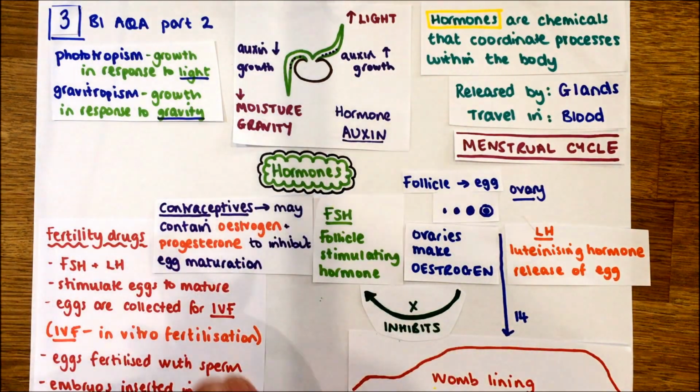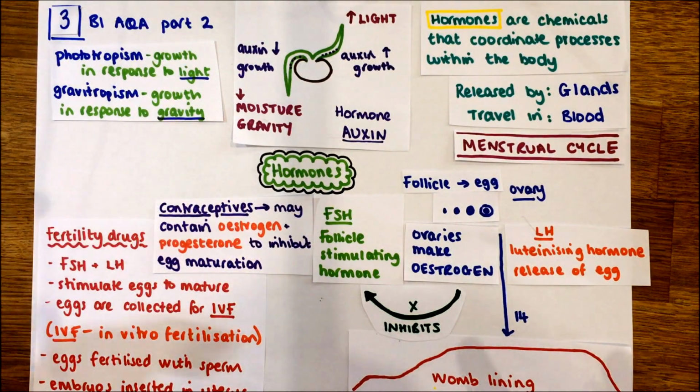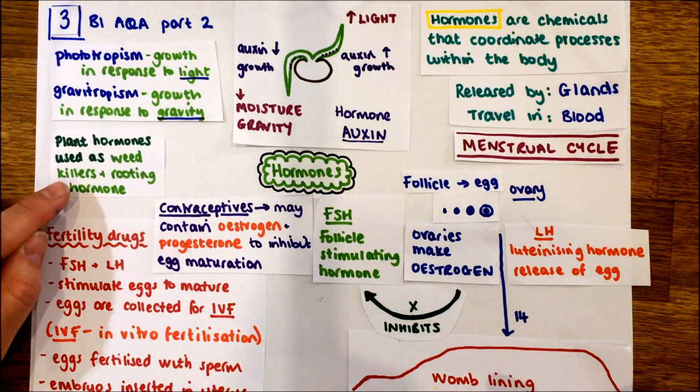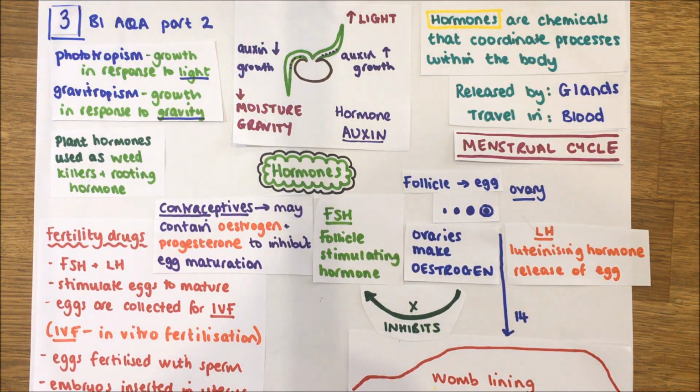Okay, very important. And just like we've talked about fertility drugs and contraceptives, how we can use those as drugs, plant hormones are also used, okay, as weed killers and rooting hormones. So if we want to kill weeds, and the rooting hormones, if I took a cutting off a plant I particularly liked and dip it in the rooting hormone, it will encourage roots to grow, and they can plant it up then as a separate plant. Okay, so that's what you need to know about hormones, and that's the second part now of chapter 3.